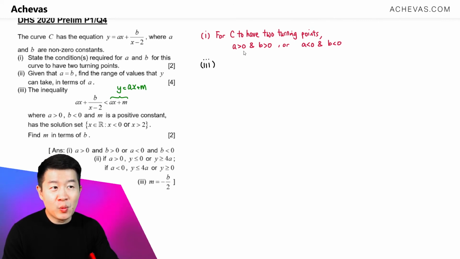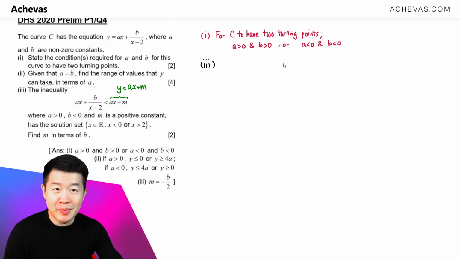And if you were to look at part 1 again, it is neither this case nor this case, because for curve C to have two stationary points, both a and b must be bigger than 0 or both a and b must be less than 0, and this is not the case, which means that for curve C, we are not expecting any turning points at all. So let me do a quick sketch for curve C, and I'm going to sketch one that has no turning points. The vertical asymptote is going to remain at x is equal to 2.